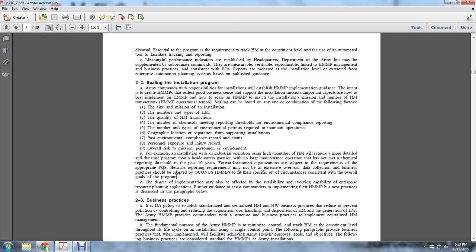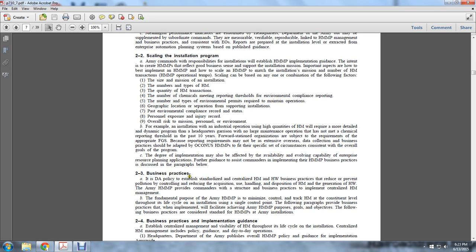The degree of implementation may also be affected by the availability of evolving capability of enterprise and resourcing applications. Further guidance to assist commanders in implementing hazardous material management program business practices is discussed in the paragraph below.